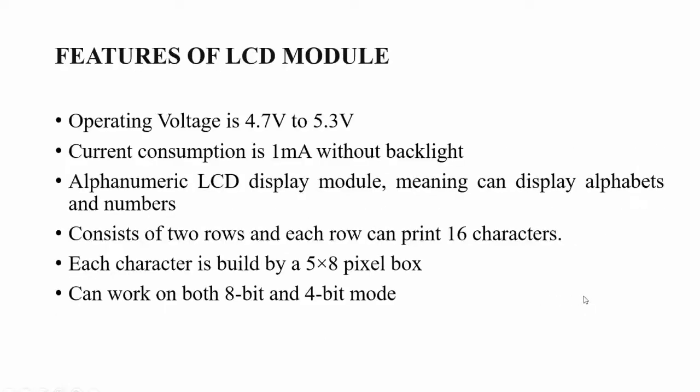So, what are the features of the LCD model? The operating voltage is 4.7 volt to 5.3 volt. We all know any model needs a power supply that gives a voltage to work, so the operating voltage of the LCD model is 4.7 volt to 5.3 volt. Current consumption is 1 milliamp without backlight. It also consists of two rows and each row can print 16 characters.